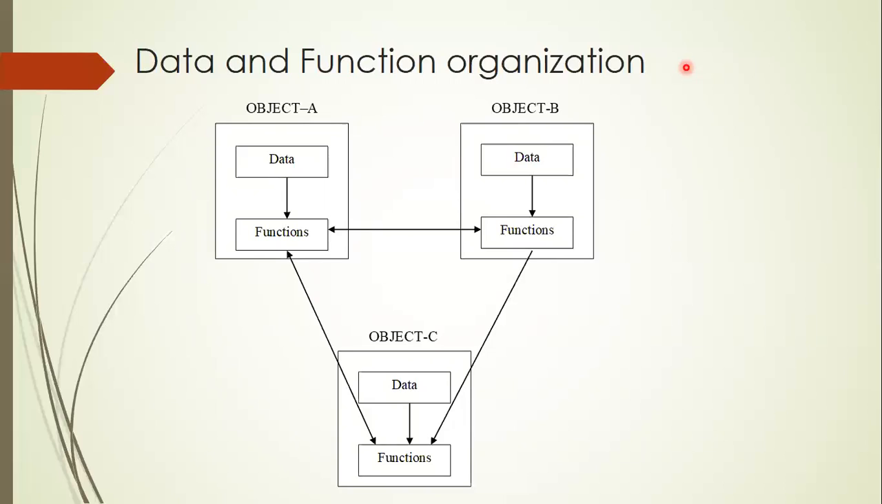So the structure clearly indicates how data and functions interact with each other in the case of object-oriented programming. In structured programming, two functions can directly communicate with each other through argument passing. But here, two objects can communicate with each other, but data cannot move from one object to another object.